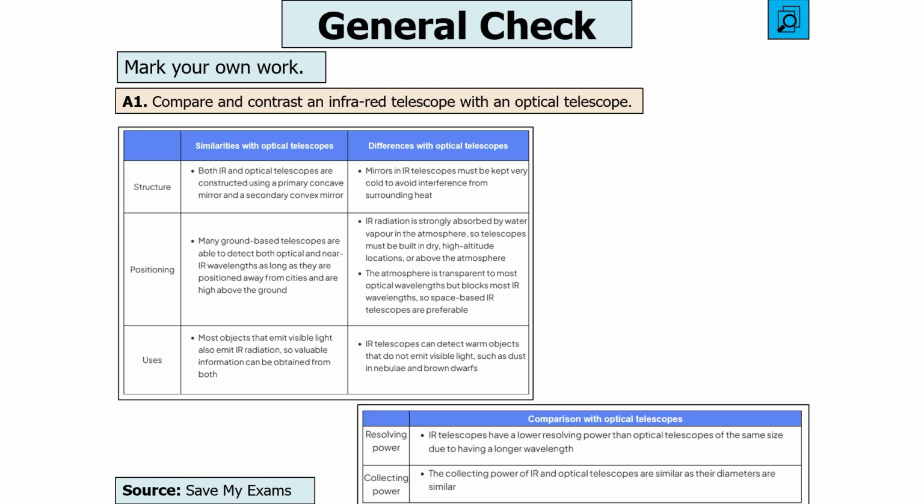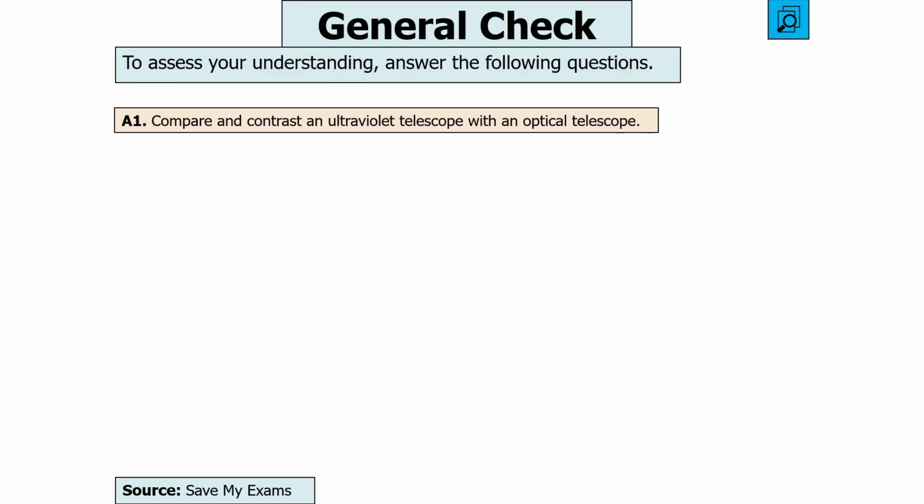Now, in terms of the resolving power and the collecting power, infrared telescopes have a lower resolving power than optical telescopes of the same size because, from the Rayleigh criterion, they have a longer wavelength. But the collecting power of infrared and optical telescopes will be similar because the diameters of the dishes are similar in size. Now the next question says, compare and contrast an ultraviolet telescope with an optical telescope.